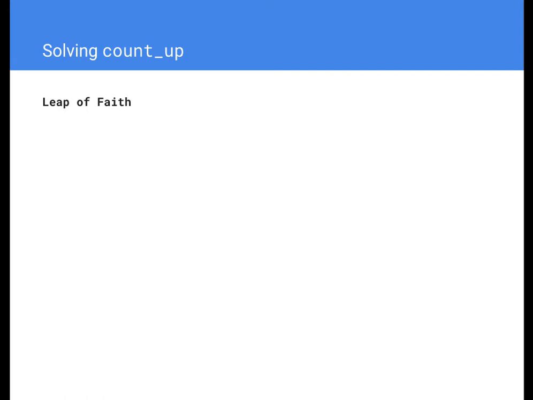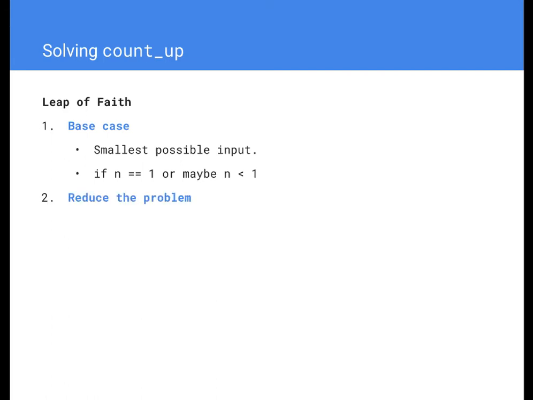The important thing is that for both of these methods, you have to think about the small cases first. So in leap of faith, we jump straight into what's called the base case of the recursive program, and we think about what's the smallest possible input. So I might think, hey, maybe if n is equal to 1 or if n is less than 1, I need to handle that case. Then after that, I would start thinking about how I might need to reduce the problem. What kind of recursive call needs to be made?